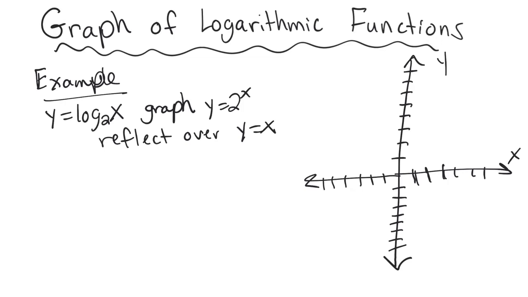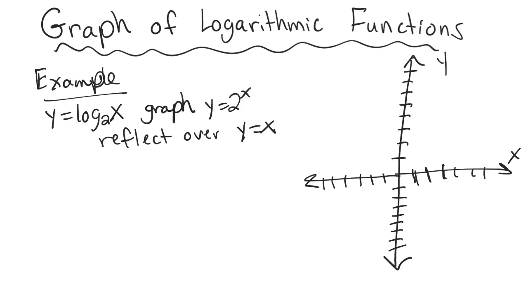To graph logarithmic functions, we know that the exponential function and the log function are inverses of each other. So in order to graph a log function, all we have to do is graph the inverse exponential function and then reflect it over the line y equals x. We're going to do an example. We're going to graph the function y equals log base 2 of x. In order to do that, we're going to graph y equals 2 to the x, and then reflect it over the line y equals x.